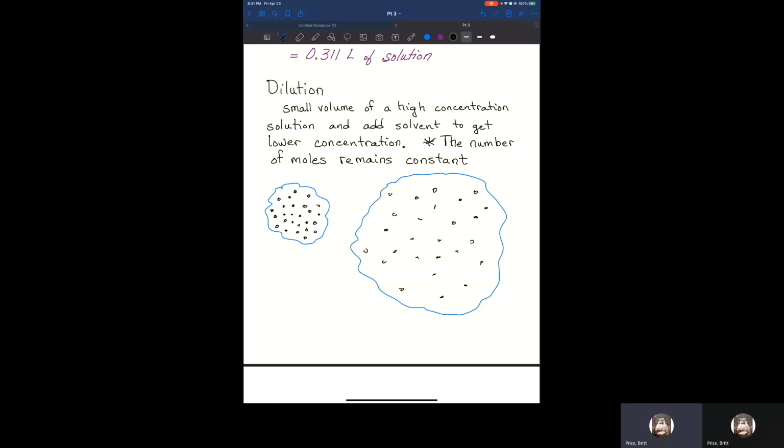Okay. So I have the same number of particles. I just have it in a larger volume.